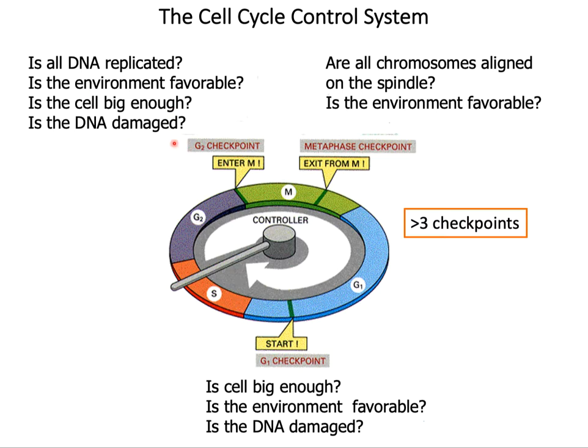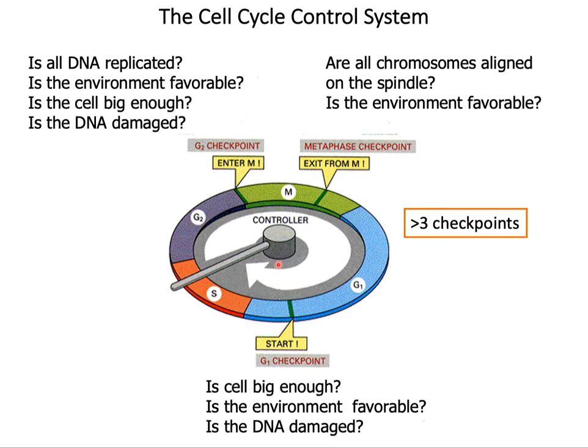Is the environment favorable? Is the DNA damaged? There is another checkpoint in G2 that asks, is all the DNA replicated? Is it replicated properly? Is there any DNA damage? And there is a checkpoint in mitosis that asks, are all the chromosomes aligned on the spindle? How is the environment? On this slide, there are 3 checkpoints which are shown, but in reality, there are more than 3 checkpoints, and you will see in a moment.